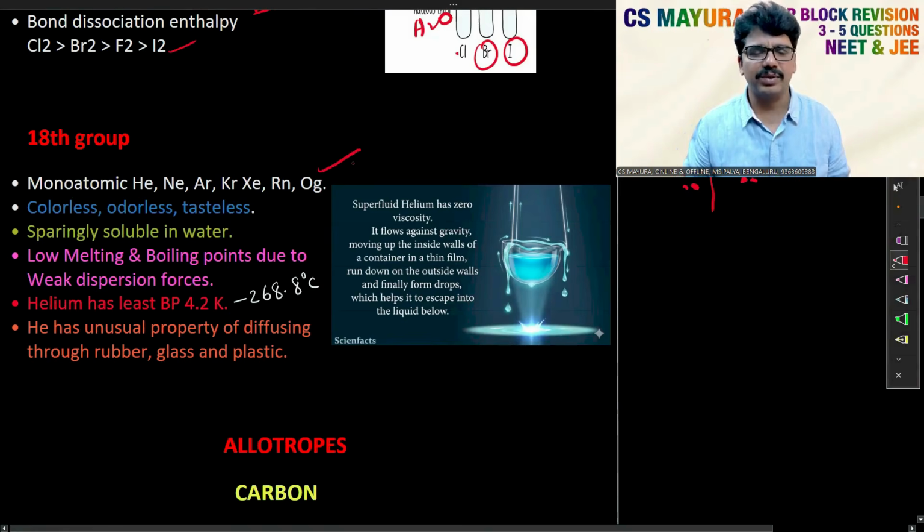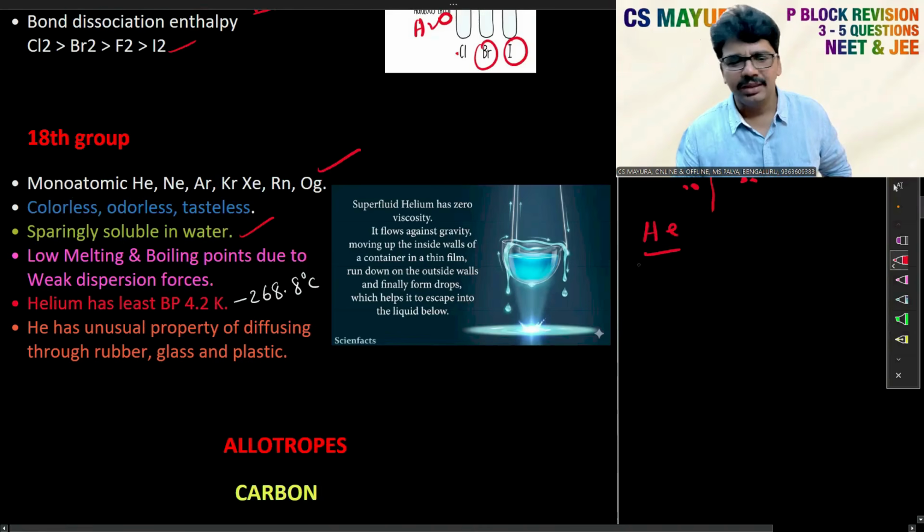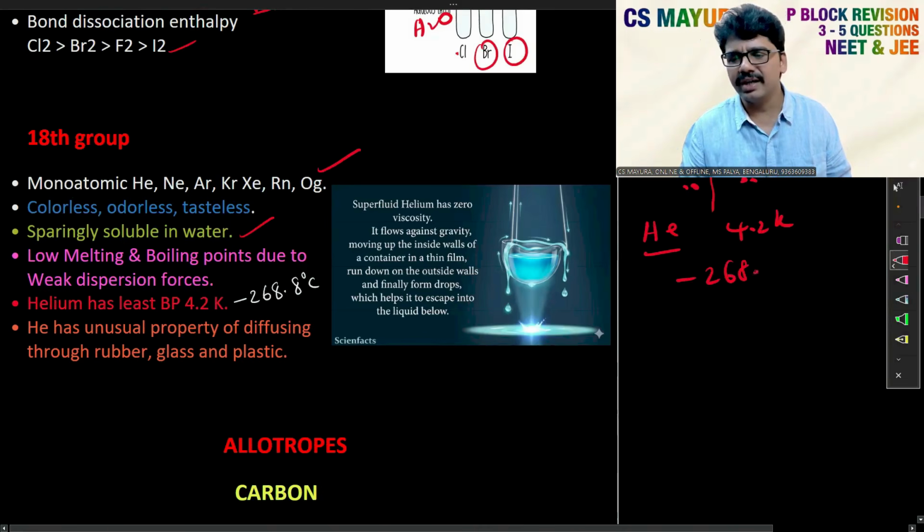These elements are colorless, odorless, and tasteless, and very less soluble in water, and they have low melting and boiling points. Here, one interesting thing about helium. Helium has a very low boiling point, that is 4.2 kelvins, which means minus 268.8 degrees Celsius.